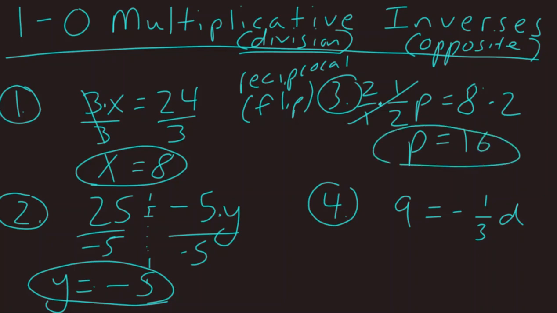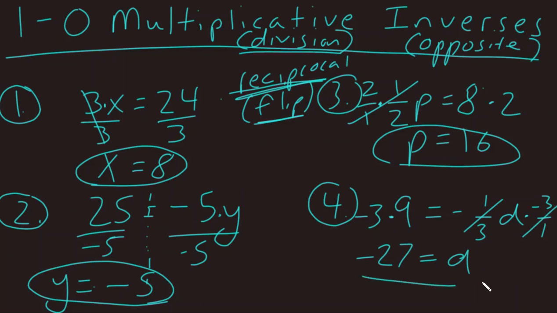Now let's look at this one, number 4. 9 equals negative 1/3 d, and how can we get rid of a negative 1/3? Well, we'll multiply by its reciprocal, which means we will flip, and we'll multiply by negative 3 over 1. But what is negative 3 over 1 really? Well, that's simply negative 3. And so we have negative 3 times 9, which is negative 27, is equal to the letter d, because those reduce away.